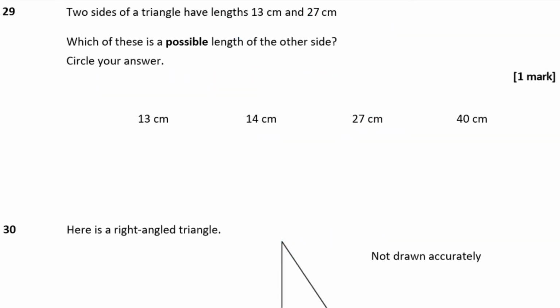Question 29. Two sides of a triangle have lengths 13 centimeters and 27 centimeters. Which of these is a possible length of the other side? Circle your answer.